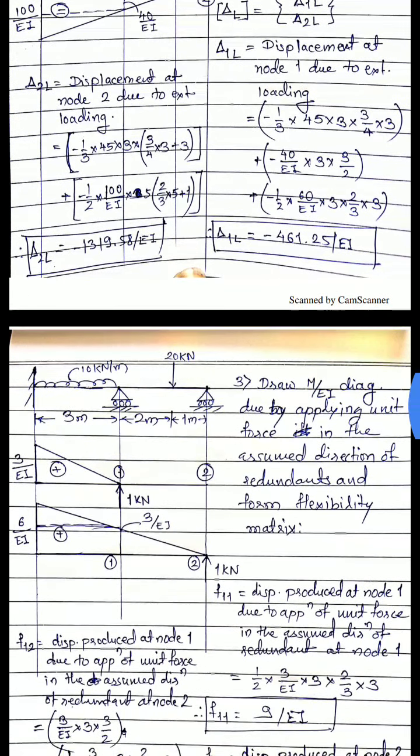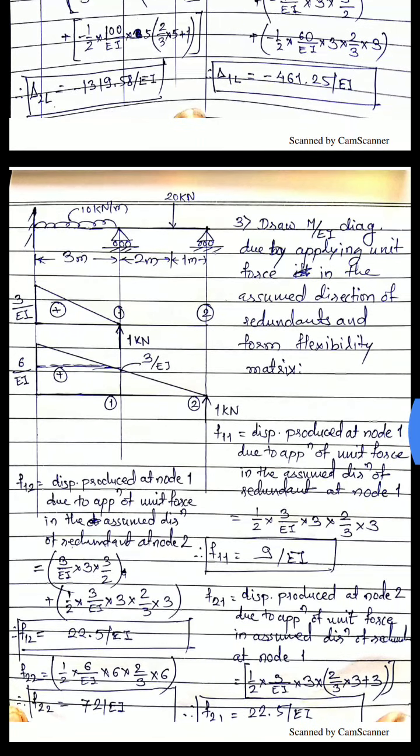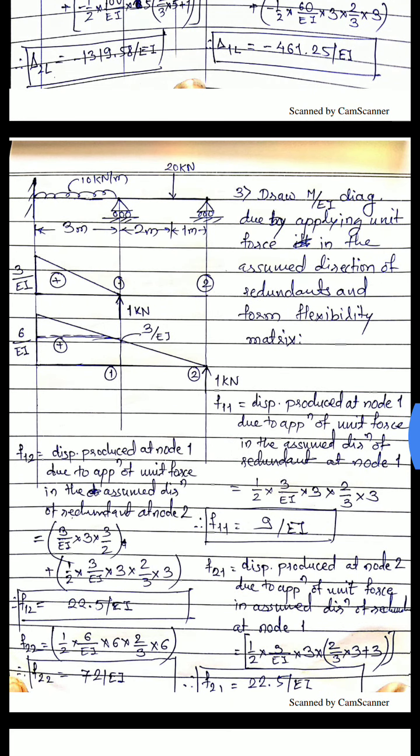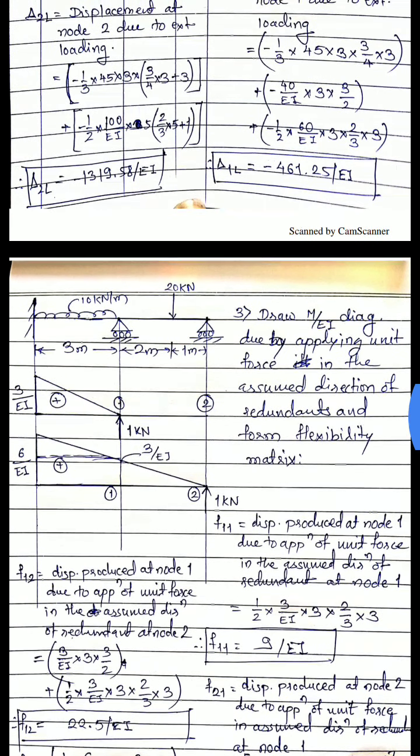Okay, so next we have to draw. Let us go for the third step. Now for the third step you have to draw the M by EI diagram once again, but by applying a unit force in the assumed direction of your redundants, and you have to form your flexibility matrix. Now here, you have decided RB and RC as redundants. So you have to apply a unit force in the assumed direction of your redundants. So let us say first you apply a unit force in the assumed direction of your first redundant. Let us say RB is the first redundant, first node, right?